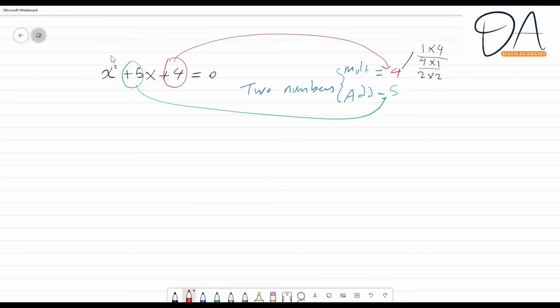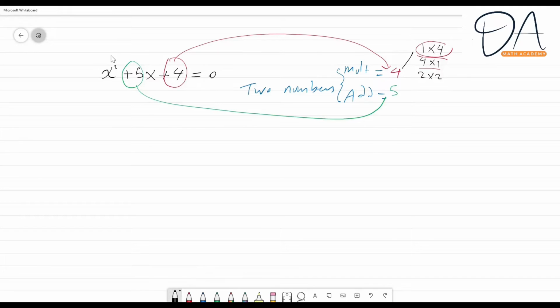In general, when both the multiplication value and the summation value are positive, it's sufficient just to consider one of these two, 1 times 4 or 4 times 1. There is no need to consider both. However, if you did that, there is no harm either. So we take one of them, for example, we can take the first one.